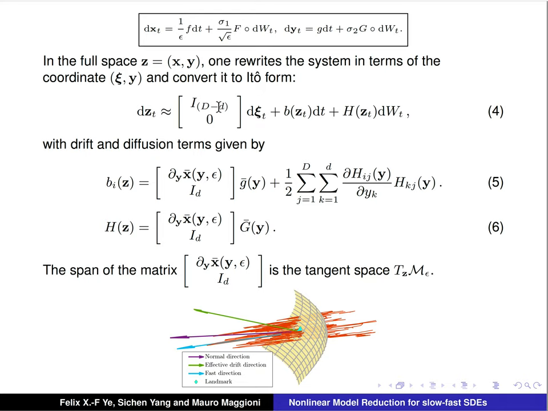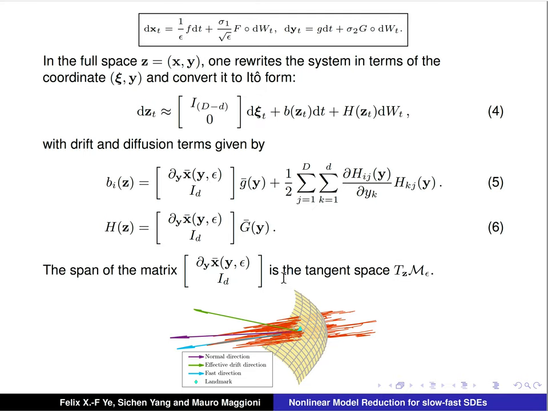and has some fixed covariance matrix at the equilibrium. Also, for this matrix here, with the partial y of x bar and the identity, the span of this matrix is exactly the tangent space of the invariant manifold. So we can use this information to get a piece of the tangent space. I'm going to glue them together later on.